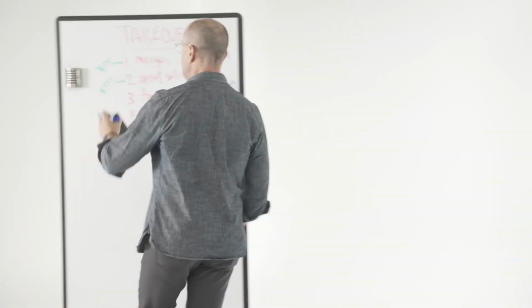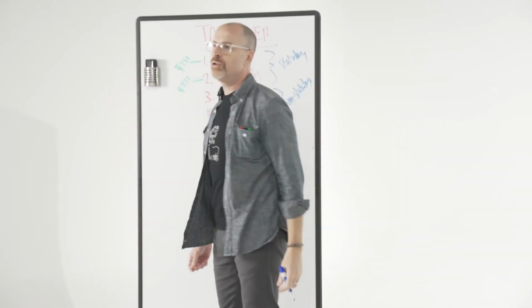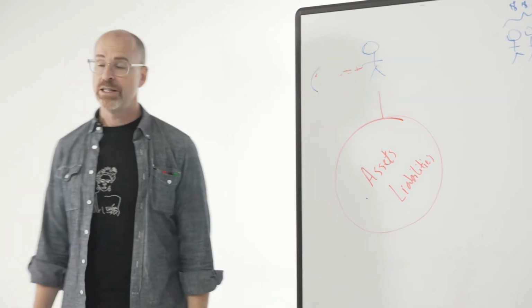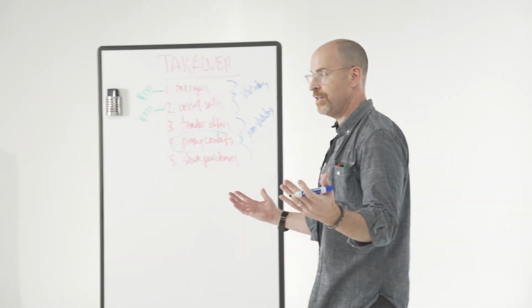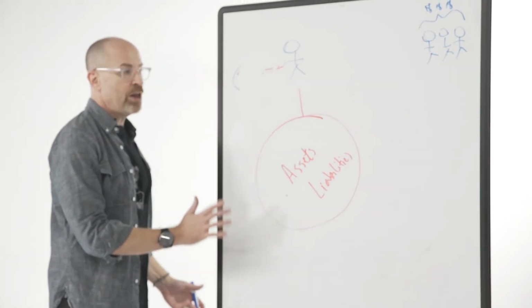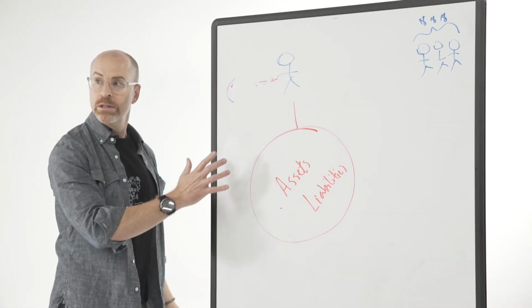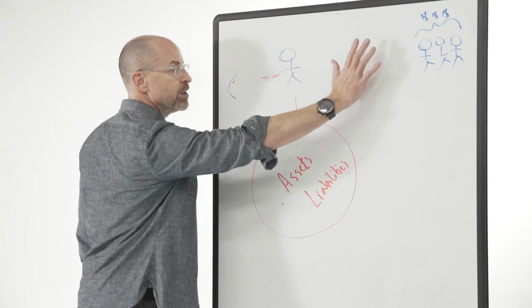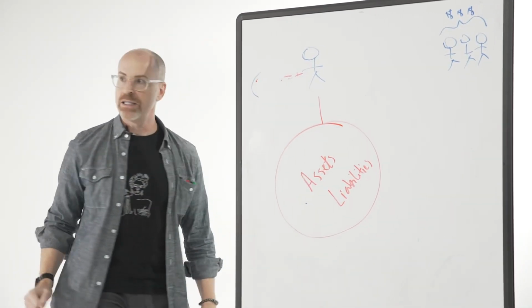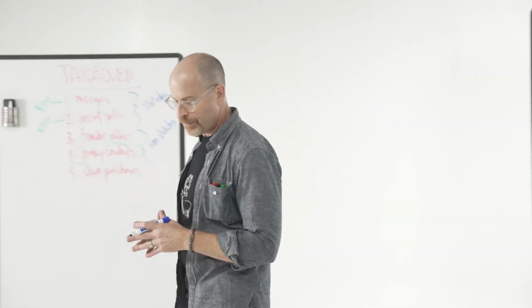What didn't happen in this transaction? Assets and liabilities stayed the same. Stayed inside of the selling company. In fact, nothing happened with the selling company at all. All the activity took place at the stockholder level. This entity remains intact. So what does that mean?